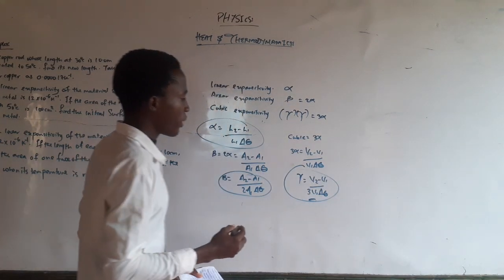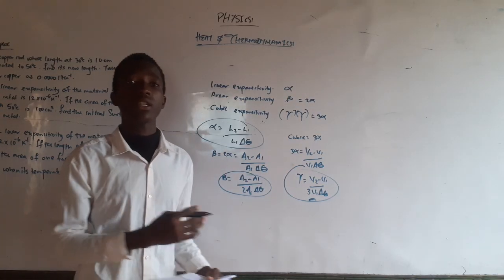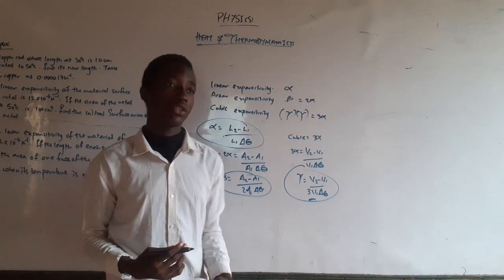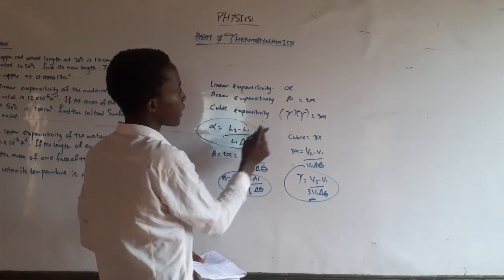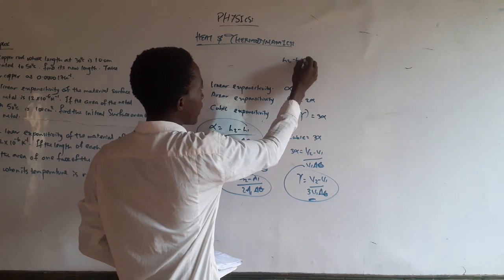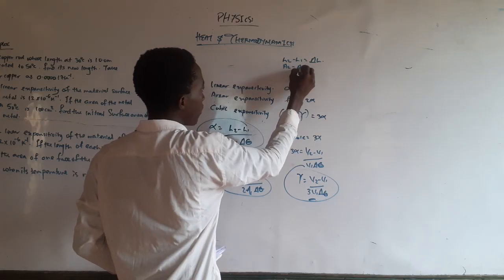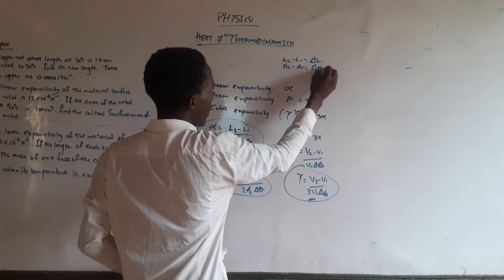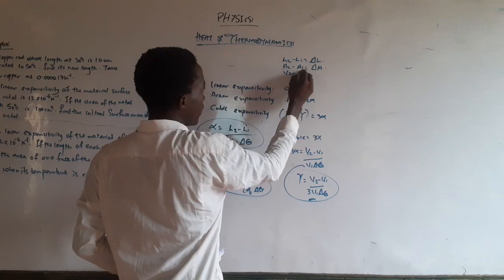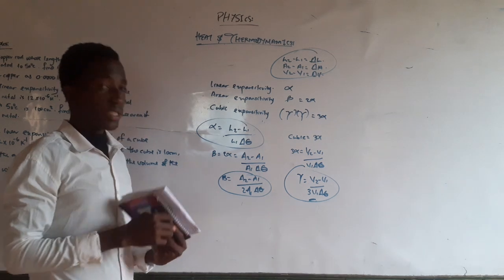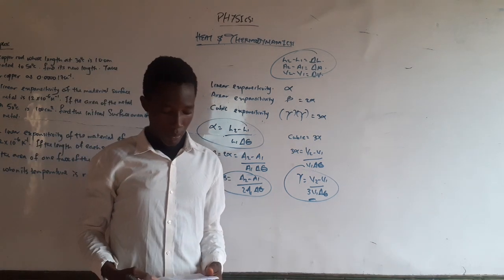Whenever you see V2 minus V1, A2 minus A1, this minus this is what we call change. So you can write L2 minus L1 as change in length, A2 minus A1 as change in area, and V2 minus V1 as change in volume. Those things are just the basis of what I want you to know about that.